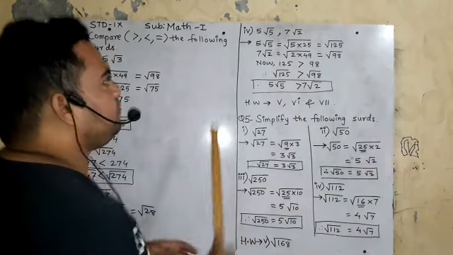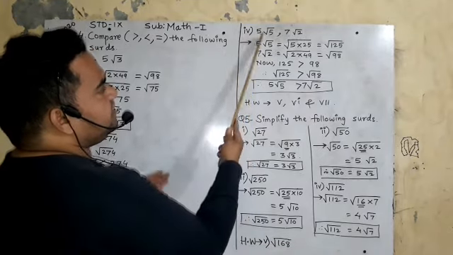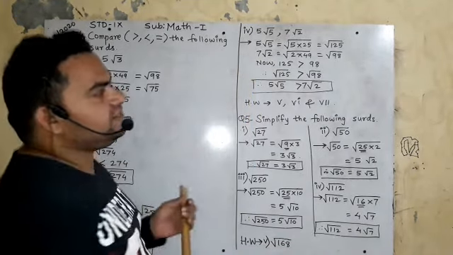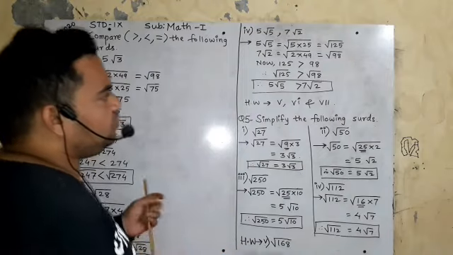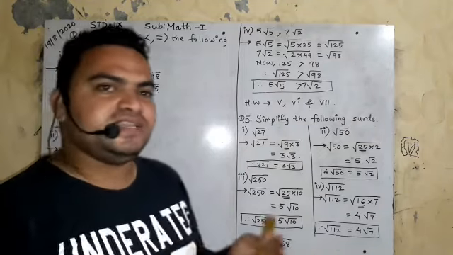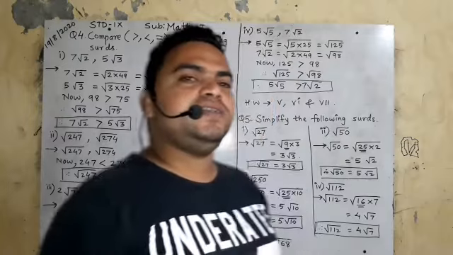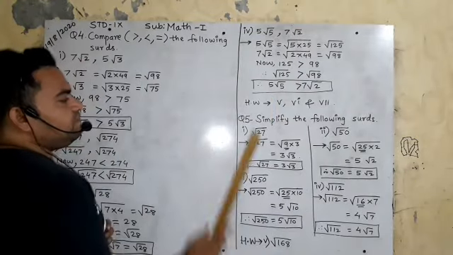It is very easy. You have to do it like this only. The number that is outside the third, you will put it inside the third and you will multiply. Okay, then you will compare which one is bigger, which one is smaller, which ones are equal to each other. Now see question number 5.